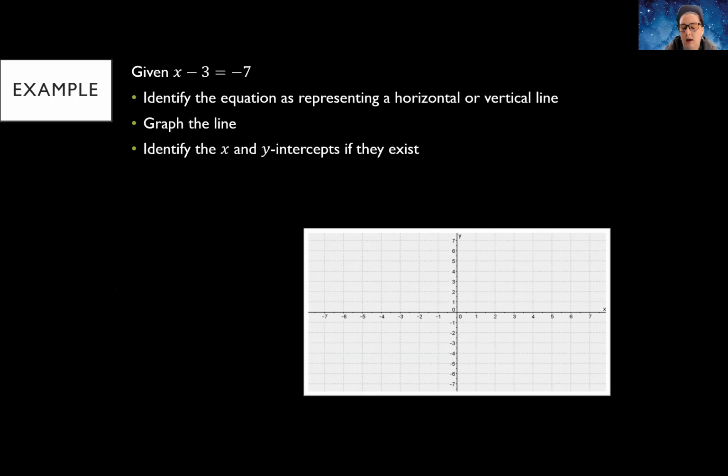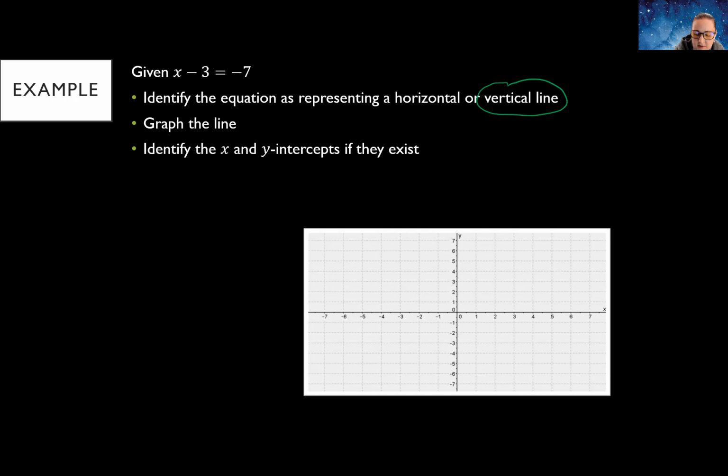Okay, x minus 3 equals -7. So the only variable we have is x. The x-axis is horizontal, which means this graph is going to be vertical. So I identify the variable, what axis it goes with, and then whether the axis is horizontal or vertical, and then I do the opposite. So this is going to give us a vertical line.